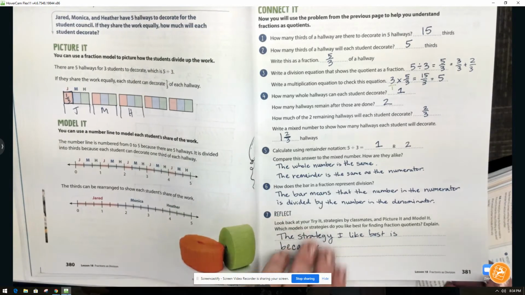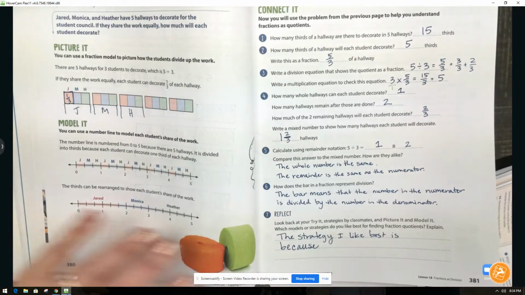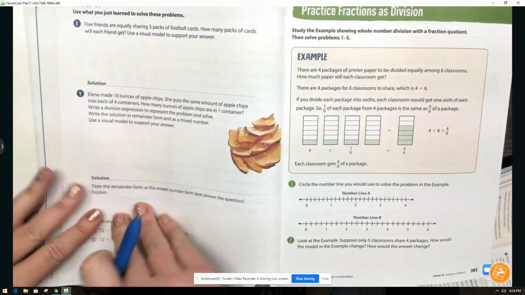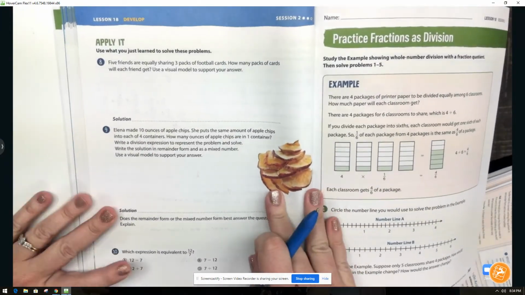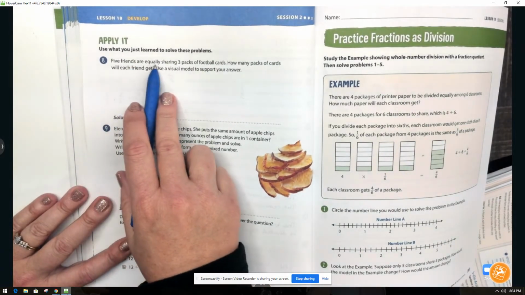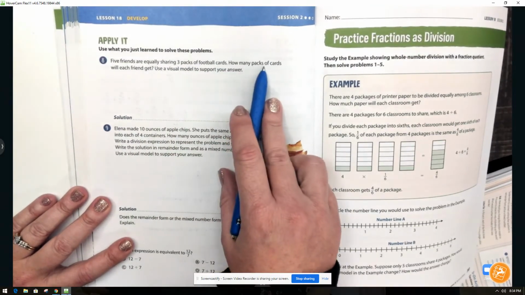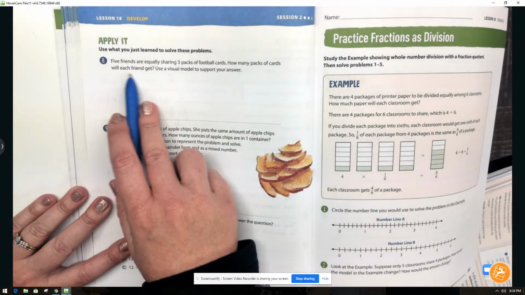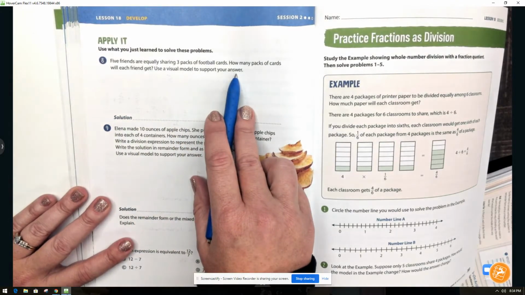I want you to tell me the strategy you like best and why. When you're done, you can pause it and fill that out. And then when you're done, you can go to page 382, and we've got a few problems to do on our own. Number 8 says this: 5 friends are equally sharing 3 packs of football cards. How many packs of cards will each friend get? Use a visual model to support your answer.